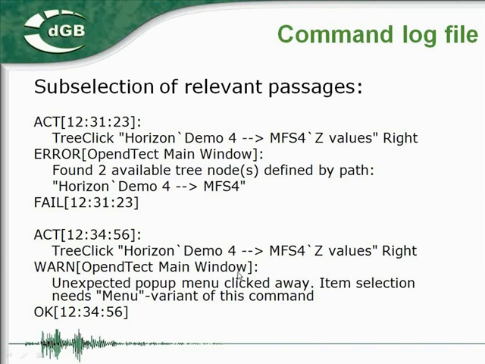Again, it did that same action, right click. In this case, it does not give an error, but simply a warning. It says, unexpected pop-up menu clicked away. Item selection needs a menu variant of this command. That is not an error, that's simply a warning, because actually it is a bit in doubt. Did you really mean a right click on the tree item, or did you actually want to select the menu item over there? It doesn't know for sure, so it tells you if you want to change this, do.